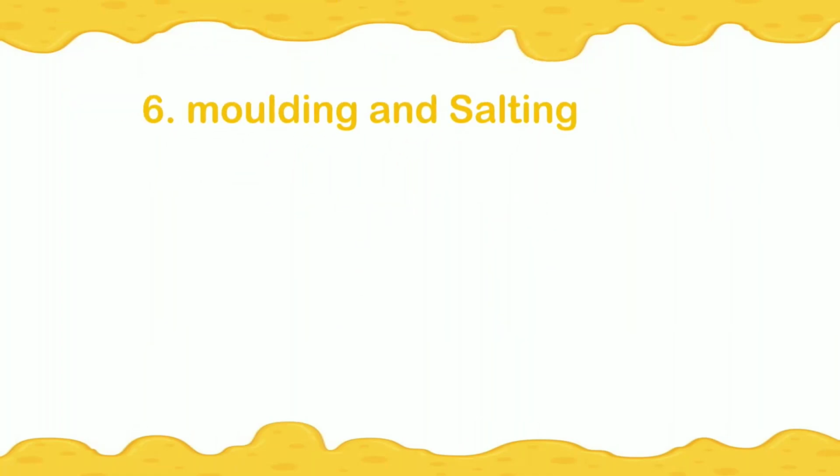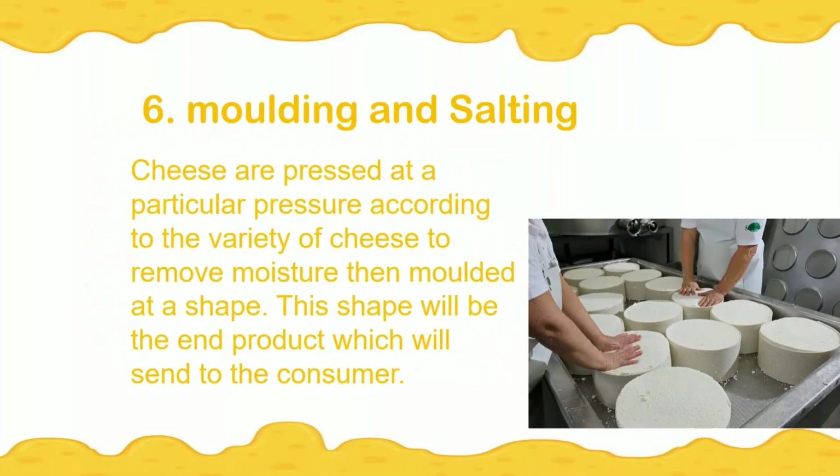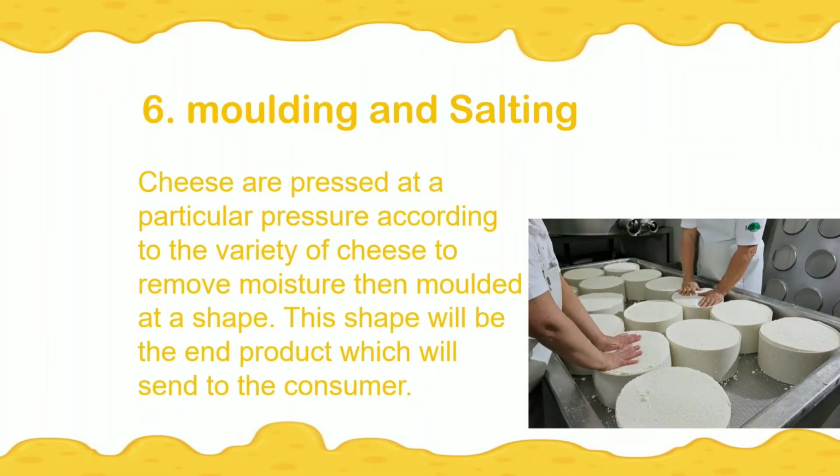Sixth step is molding and salting. Cheese is pressed and molded into a shape. This shape will be the end product, which we'll send to the consumer. Now comes the salting part. Salt gives a distinct flavor and it also acts as a preservative.